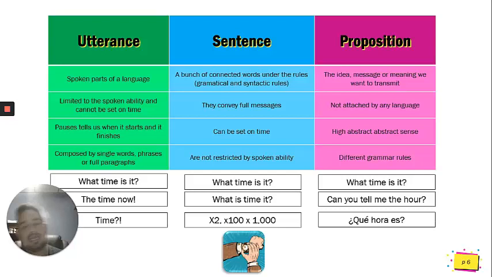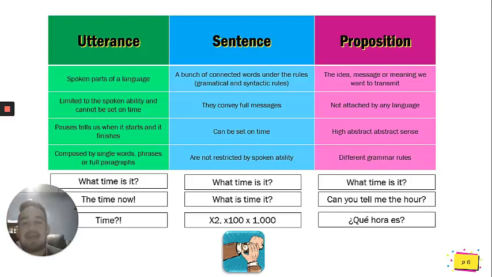This is the highest abstract sense because we cannot perceive a proposition physically, and also it is over the sentence, over the idea of the sentence. And a proposition can follow different grammar rules depending on how we want to transmit the message. And we have some examples here.